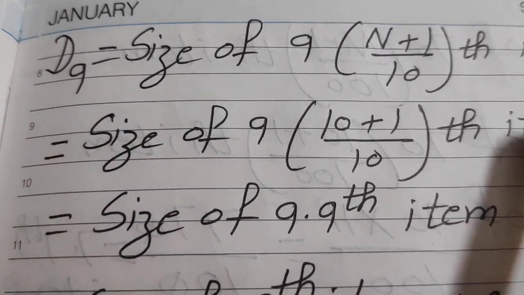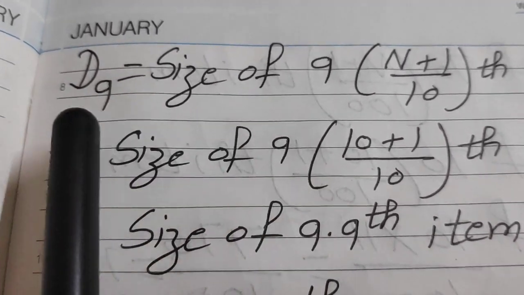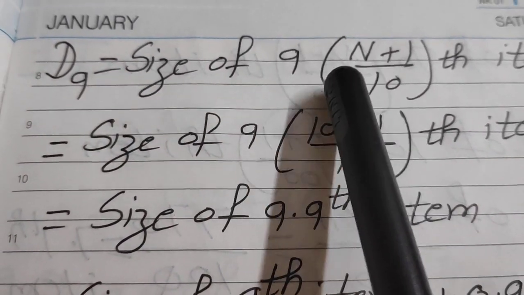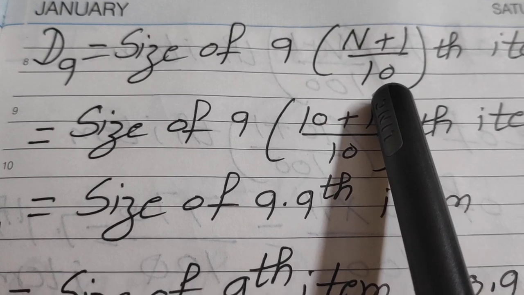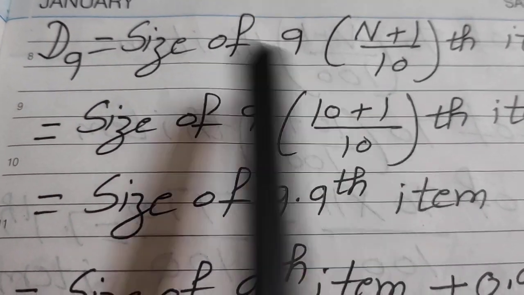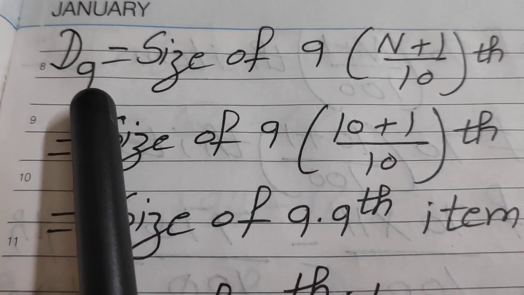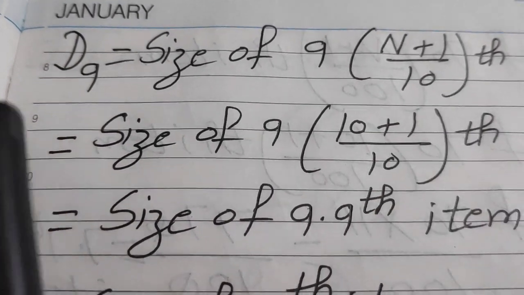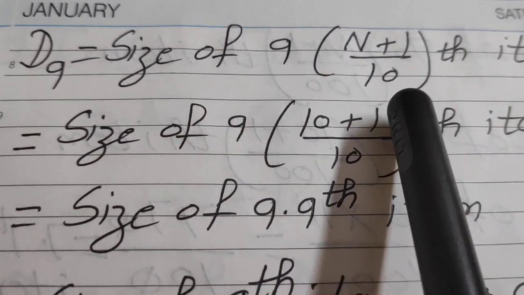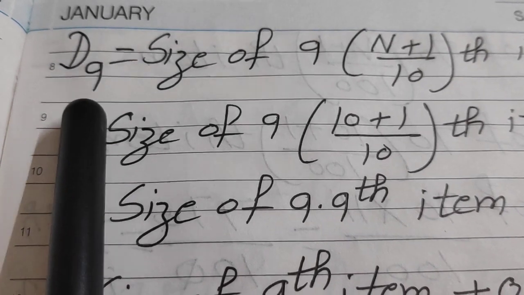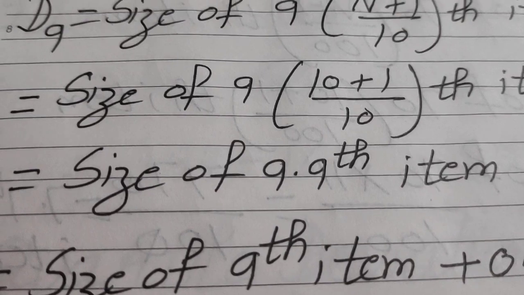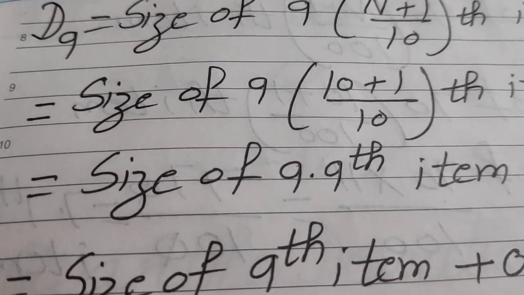The next partition value is D9. Formula of D9, size of, because here 9 is written, so it will be size of 9 into n plus 1 by 10, as deciles divide the series into 10 equal parts. So decile की कोई भी वैल्यू हो यहाँ पे हमने डिवाइड बाई 10 करना है. सपोज D6 is given, तो formula will be 6 into n plus 1 by 10. If we have to calculate D4, then formula will be 4 into n plus 1 by 10. So up to 9 we can calculate.